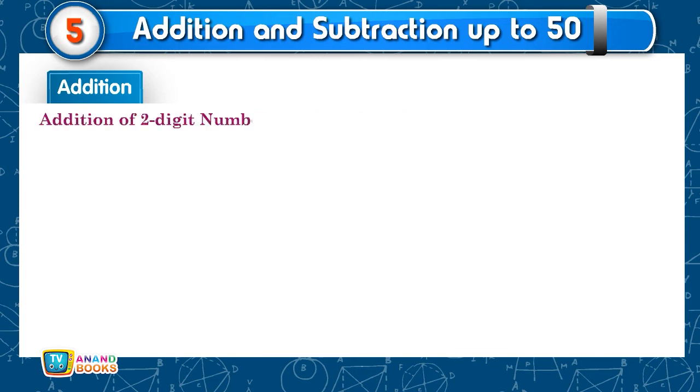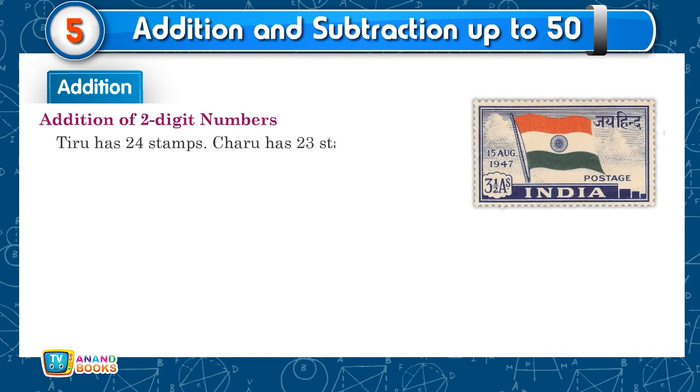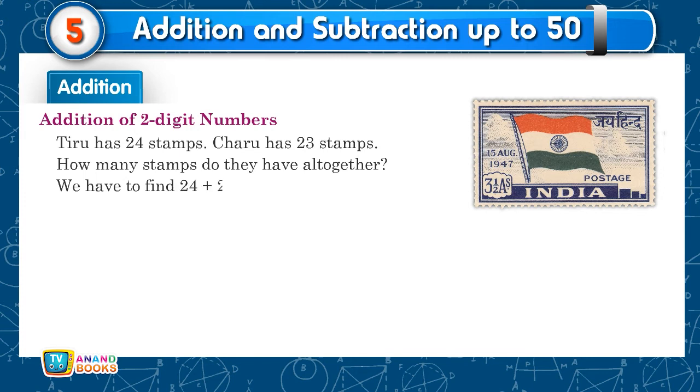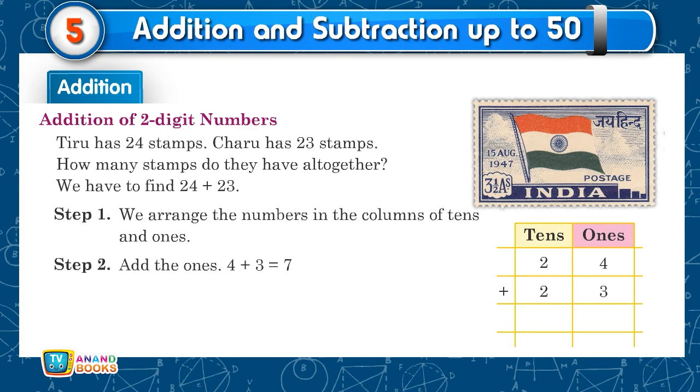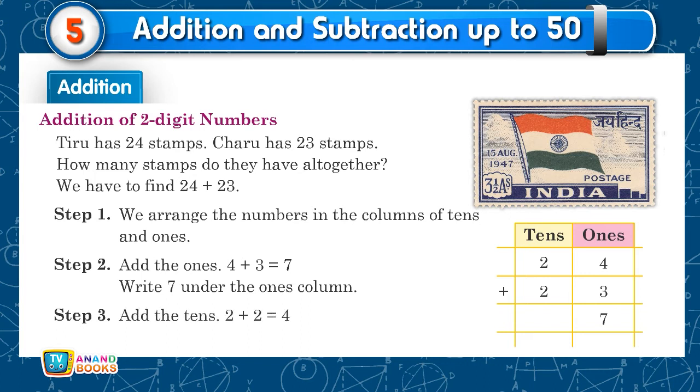Addition of two-digit numbers. Tiru has 24 stamps. Charu has 23 stamps. How many stamps do they have altogether? We have to find 24 plus 23. Step 1. We arrange the numbers in the columns of tens and ones. Step 2. Add the ones. 4 plus 3 is equal to 7. Write 7 under the ones column. Step 3. Add the tens. 2 plus 2 is equal to 4. Write 4 under the tens column.